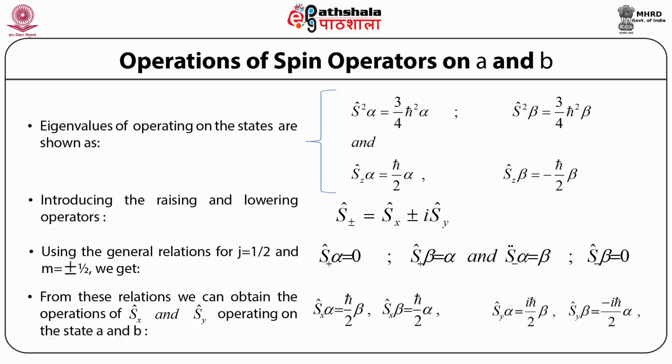Similarly, the y component of the spin operator acting on the spin up state, that is operator Sy acting on alpha, gives iota times h cross by 2 times beta, where iota times h cross by 2 is the eigenvalue and beta is the spin down state and also the corresponding eigenstate. Similarly, operator Sy, that is the y component of the spin operator acting on the spin down state, that is eigenstate beta, gives the value minus iota times h cross by 2 times alpha, where minus iota times h cross by 2 is the eigenvalue and alpha is the corresponding eigenstate.